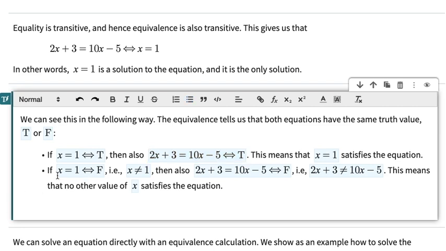On the other hand, if x equals 1 is false, like this, that means that x is different from 1, then also this has to be false, which again means that 2x plus 3 is different from 10x minus 5, which means that any x different from 1 does not satisfy the equation.